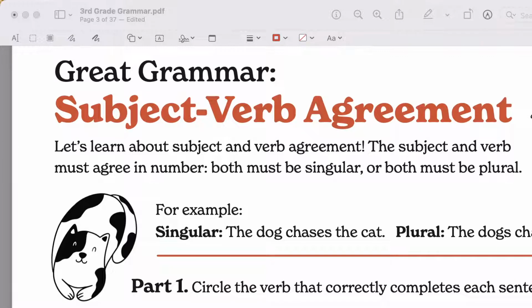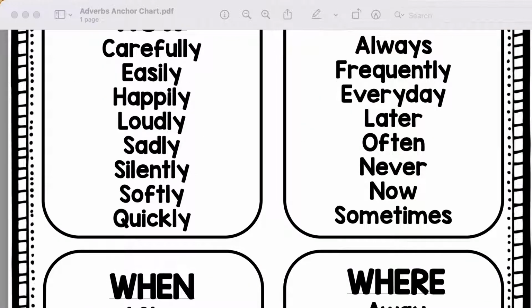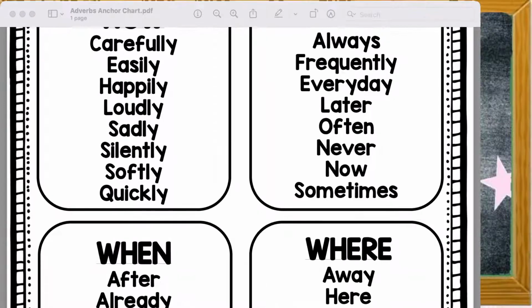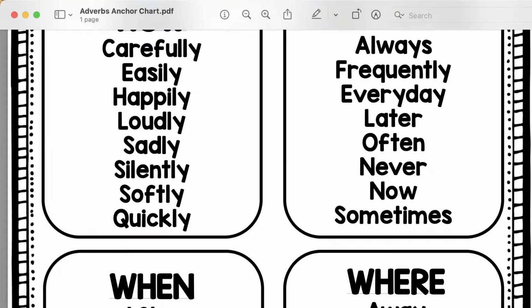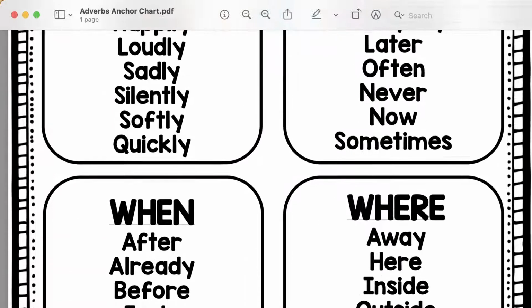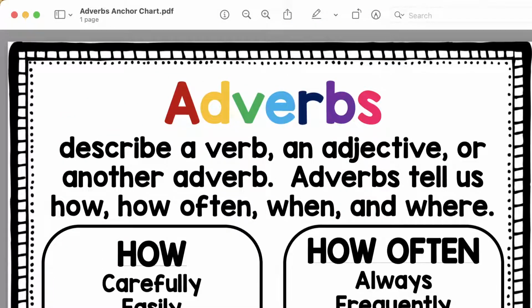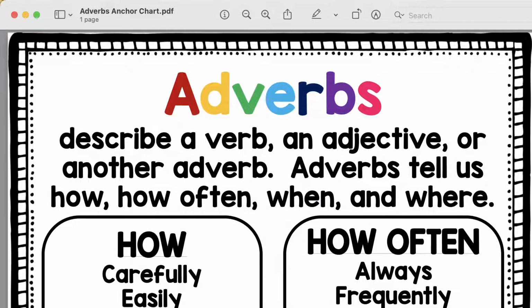Let me find this. Let me see here. All right, let's start here with some. So this is, where did I get this from? I got it from Teachers Pay Teachers. That's where I got it from.